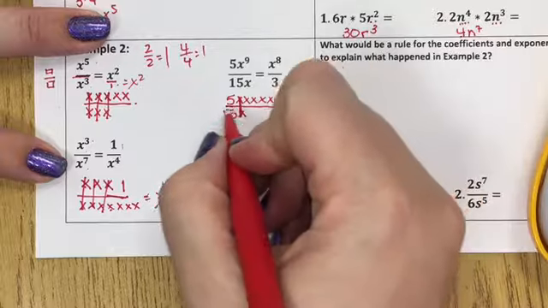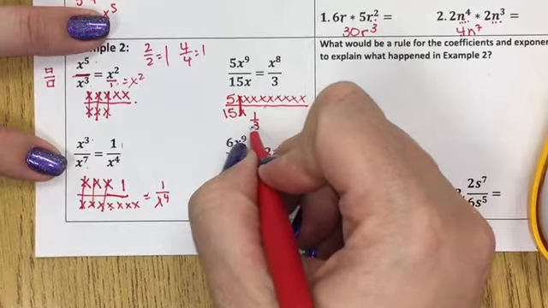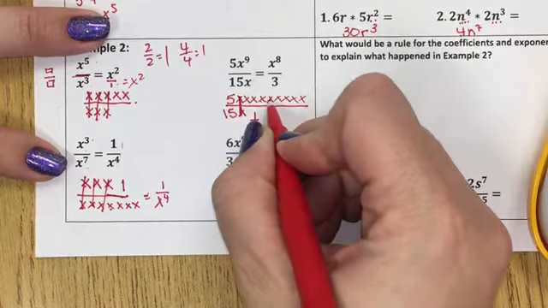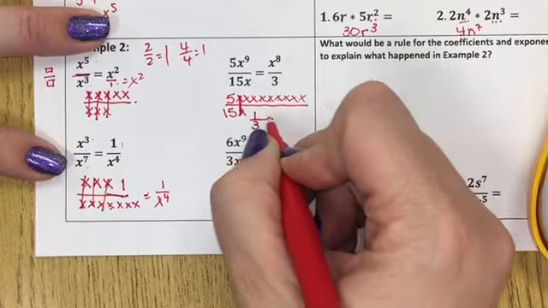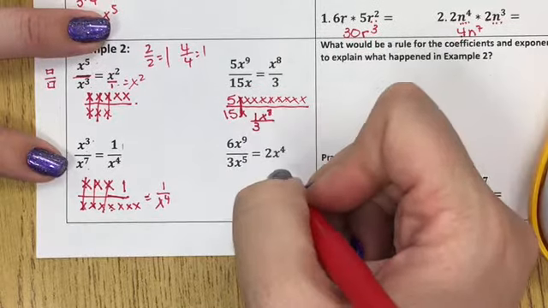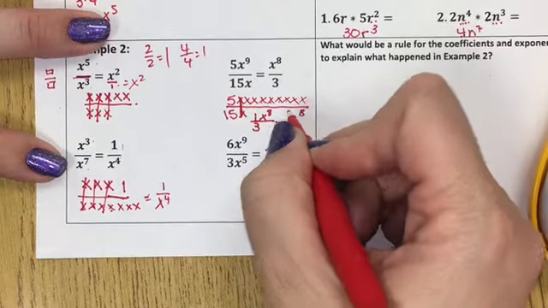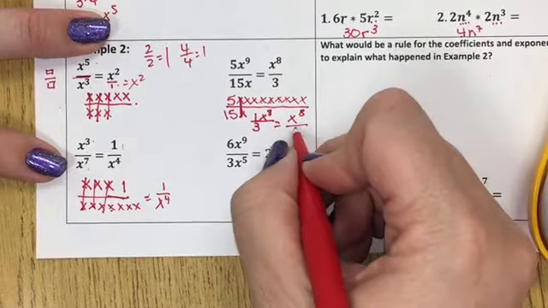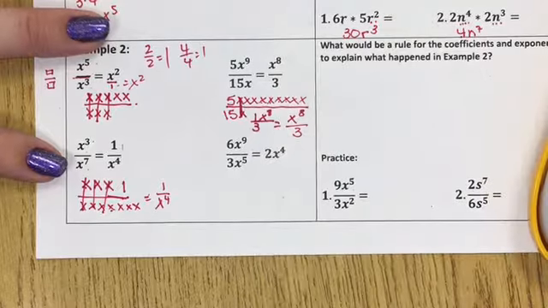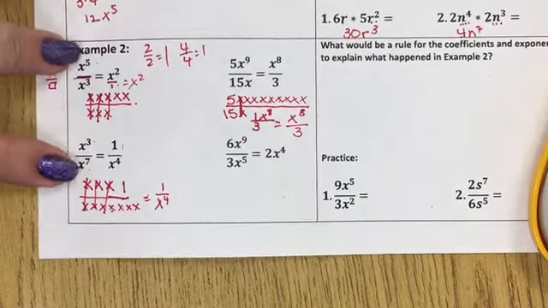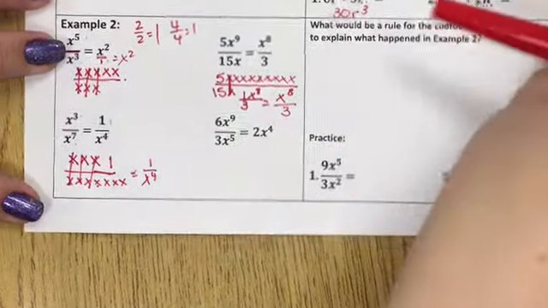So this is going to be simplified to 1 over 3, and then you've got 8 x's that are on top. Well, 1 times x to the 8th just ends up being x to the 8th over 3, and that's how they got that answer. Does that make sense? Hopefully so.